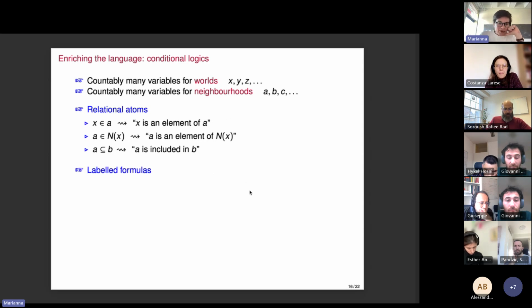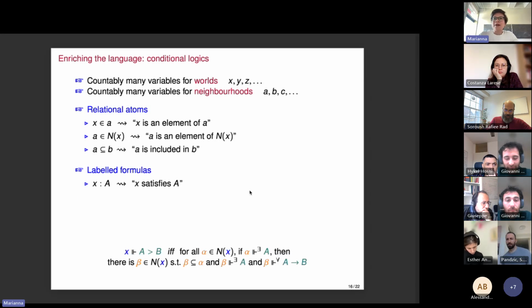And what about labeled formulas? Well, we will have things such as x satisfies A. And now, here comes the drawback of this proof system, because we need to express this truth condition into rules. For the box, it was easy. It was a very easy truth condition. A left rule and a right rule were enough.